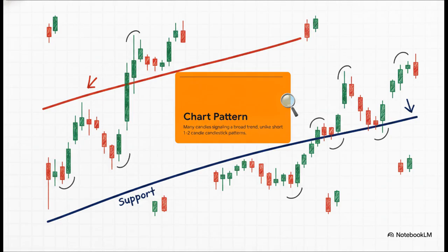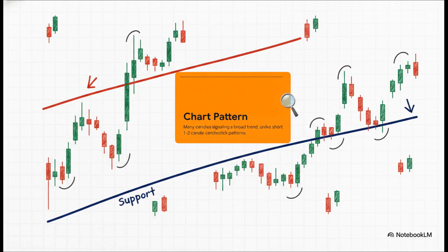To really get started, we need to clarify what we're actually looking at here. You might already be familiar with candlestick patterns, right? Those usually rely on just one or two individual candles to tell a super short-term story. But a true chart pattern is a whole different beast. It's a much larger formation created by many candles over a longer period of time, and it paints a picture of a much broader bullish or bearish trend.